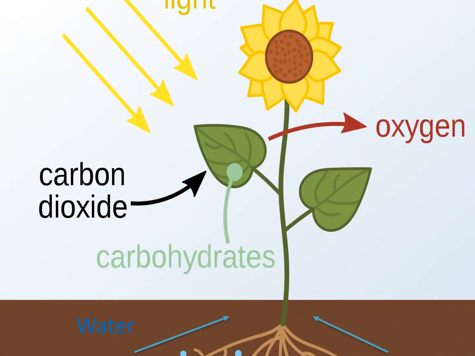released. As you can see in this diagram, the plant is receiving light from the sun. Carbon dioxide is taken in by the leaf from the air. Water is taken in from the soil by the roots, and finally the oxygen is released.